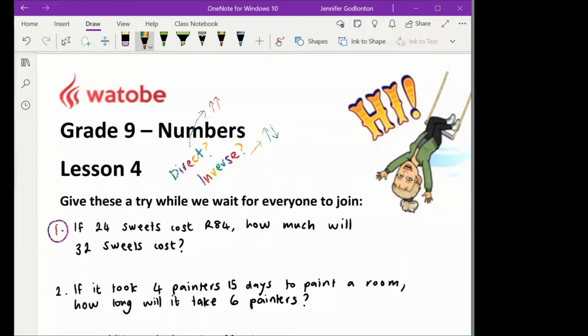Hello, Nam. Welcome. So far we know that it is direct proportion. What's the thing that we use when it's direct? Who remembers the magic words?